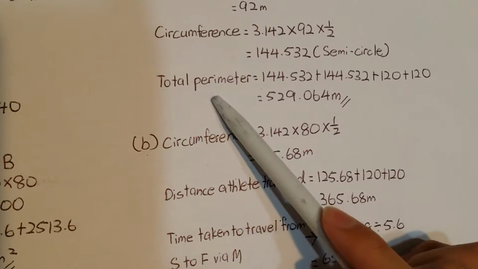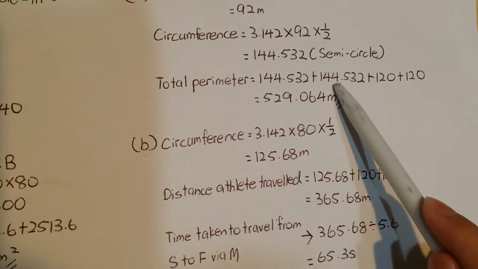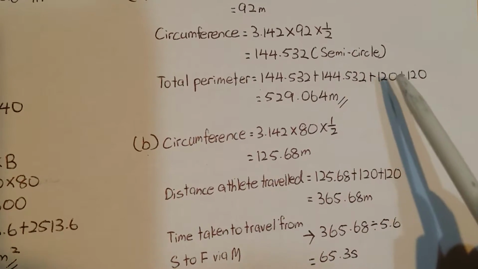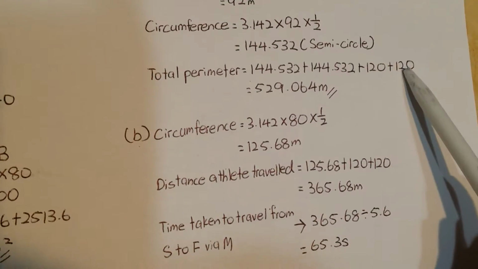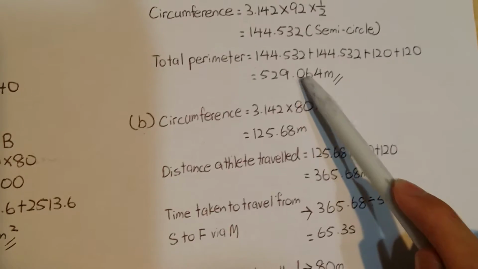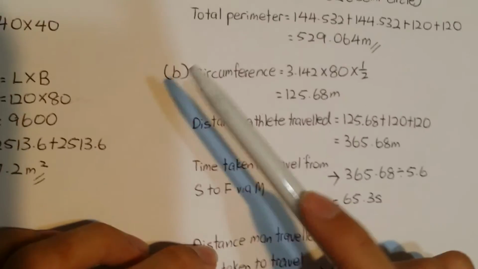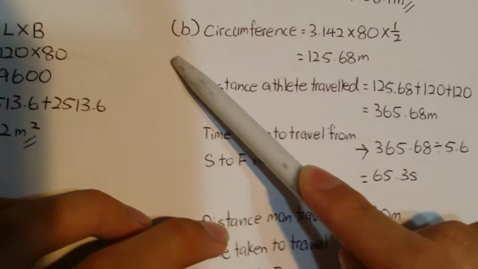Now the total perimeter. We take the circumference of the semicircle plus the circumference of the semicircle plus the length of the rectangle plus the length of the rectangle. That will give us the answer 529.064 meters. Next, we do question 8B.